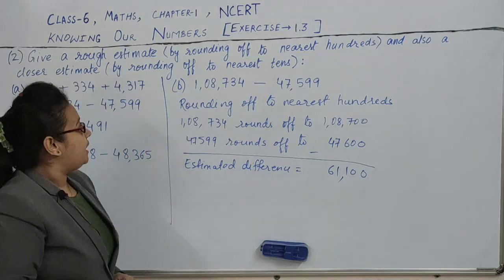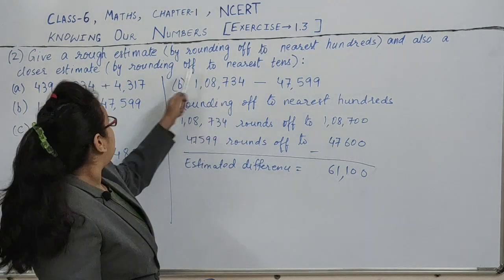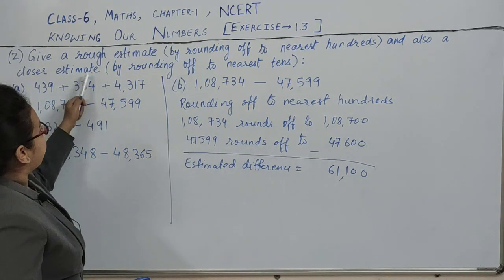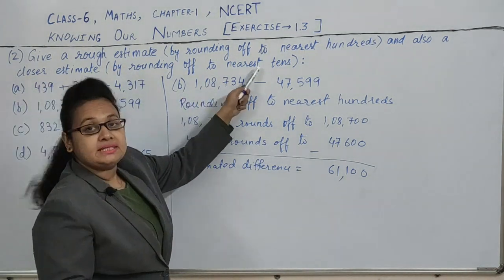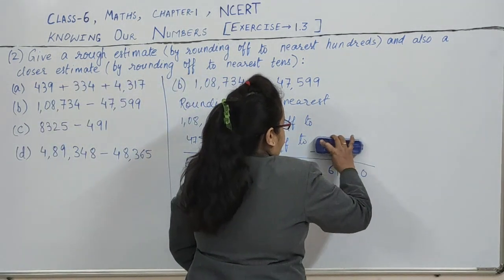Okay, so understood this? So now we have done rounding off to the nearest hundreds. Now we will estimate the difference by rounding off to the nearest tens. So to the nearest tens.